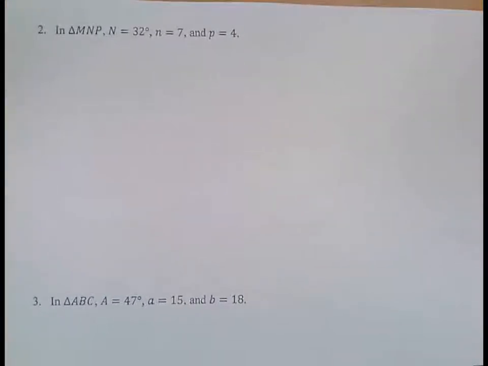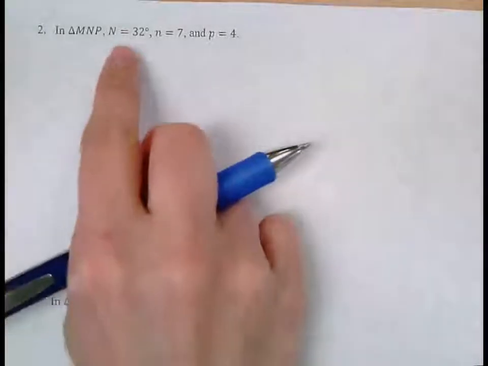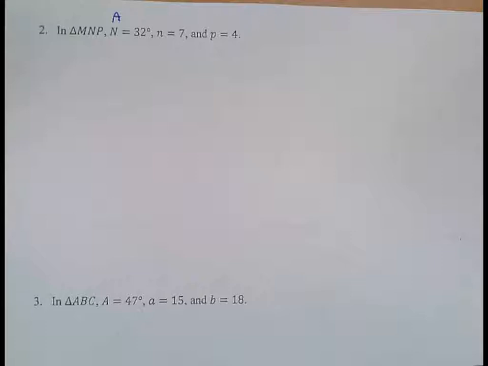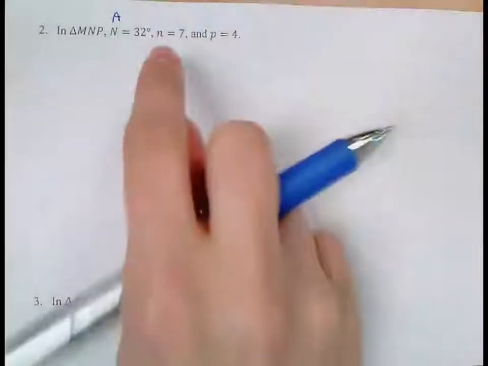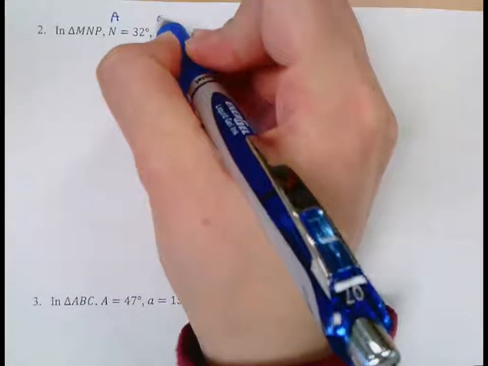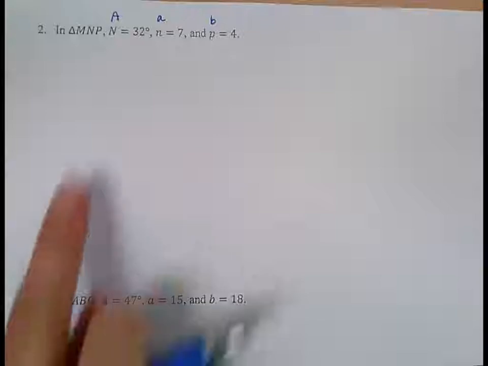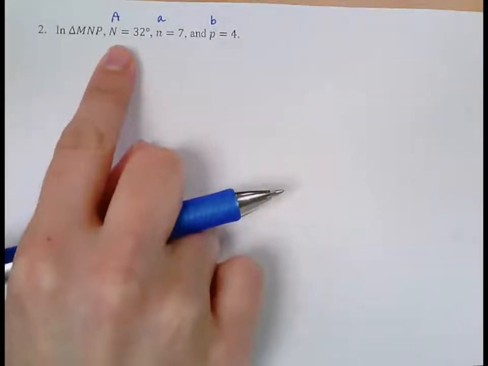Okay. And then in example 2, we have triangle MNP, and we're given angle N is 32 degrees, side N is 7, and side P is 4. So because we're given angle N, again, thinking back to the formulas we have, I'm going to think of this as being angle A. When we look at those formulas, meaning side N is side A, and then side P, we could think of as side B. So angle A, acute, right, or obtuse?